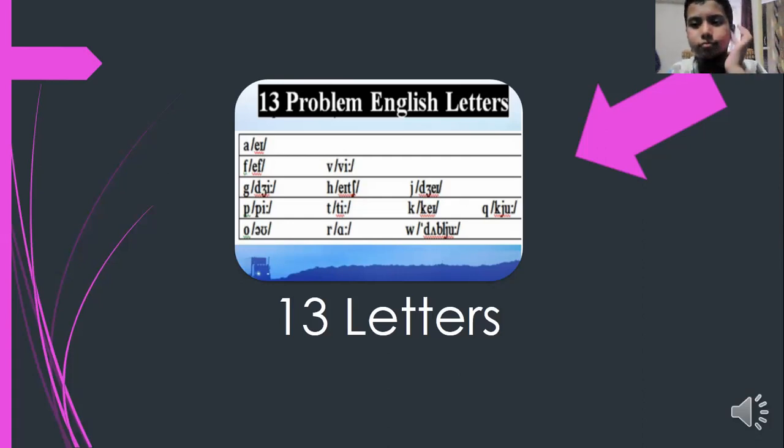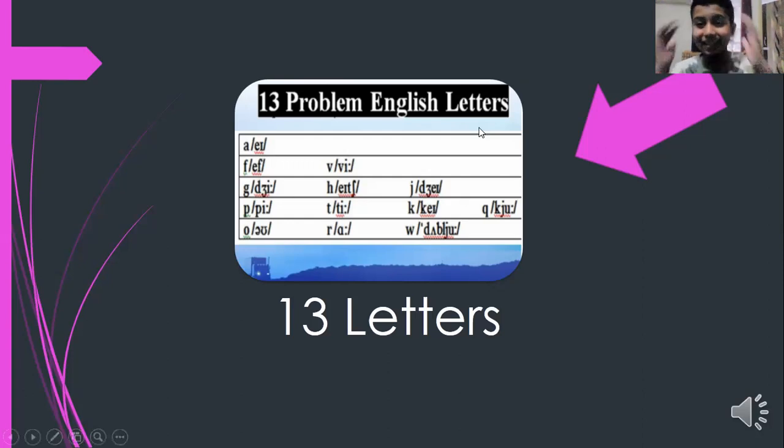Then the final one is W, and its pronunciation through IPA is double u. It is better to pronounce it by dividing it, because sometimes pronouncing it together gives a slightly different pronunciation, so dividing it is better. Like me, you can say those 13 problem letters, and that's all. Thank you.